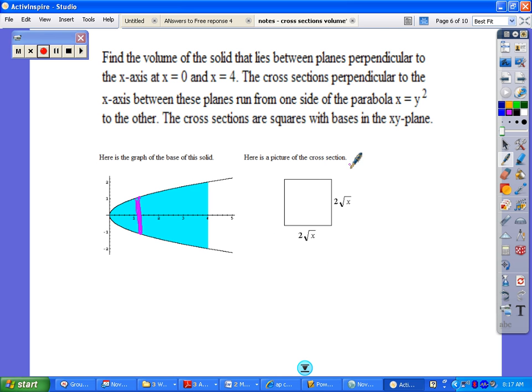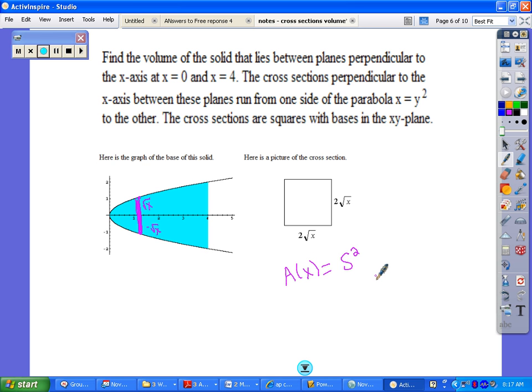So if we look at this, we need to use our formula for A of x, which is the area of a square. So area of a square is the side squared. And so our one side is the distance between these two curves. So we know this top distance is square root of x. And we know the bottom distance is negative square root of x, because this is a negative y value.